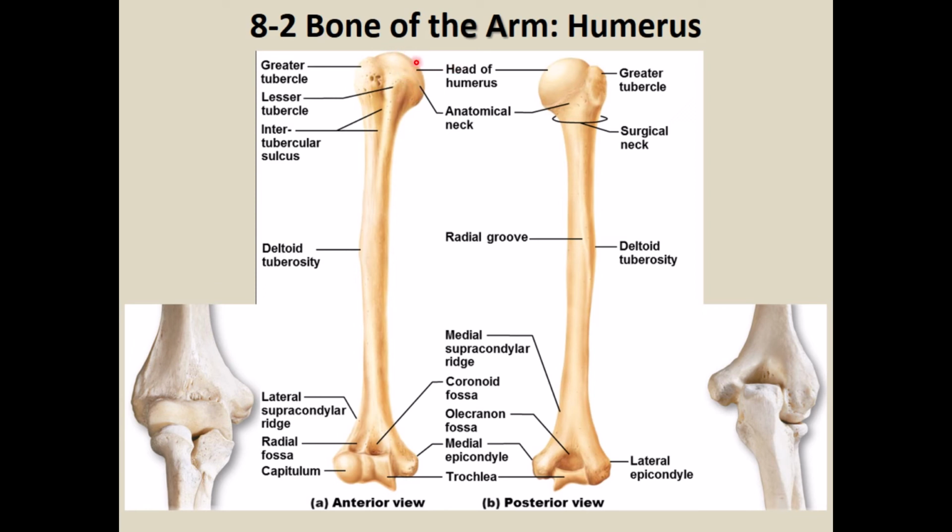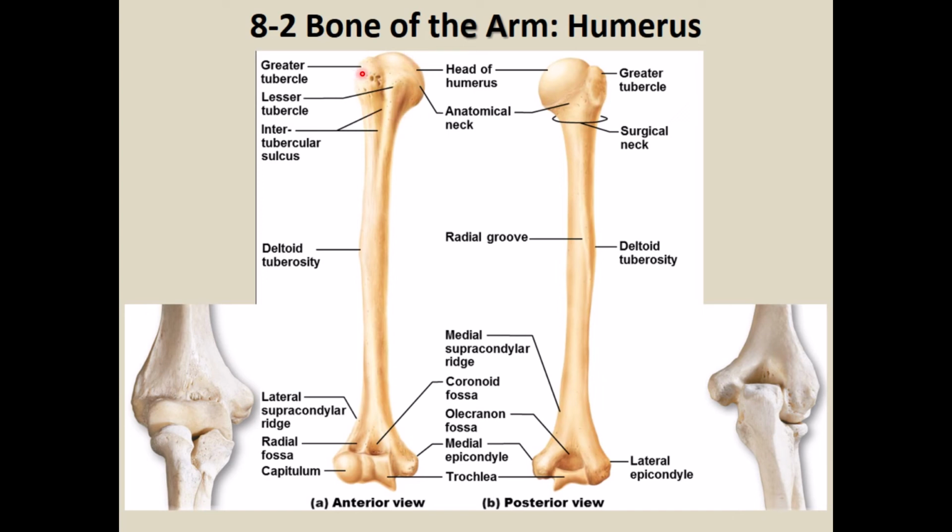This is where it articulates with the glenoid cavity of scapula. And also there is a neck here in this area. This is a neck, and this is the anatomical neck, and there is also another one. This is called the surgical neck. Why surgical neck? Because humerus can fracture from this area a lot more. So not from this area, but it breaks from this area.